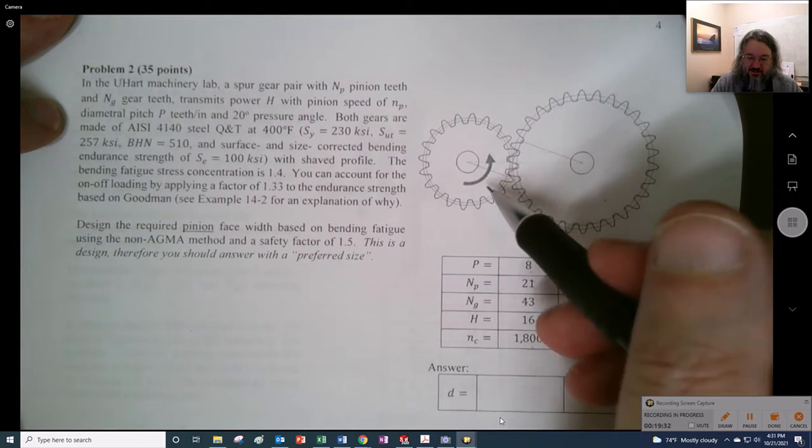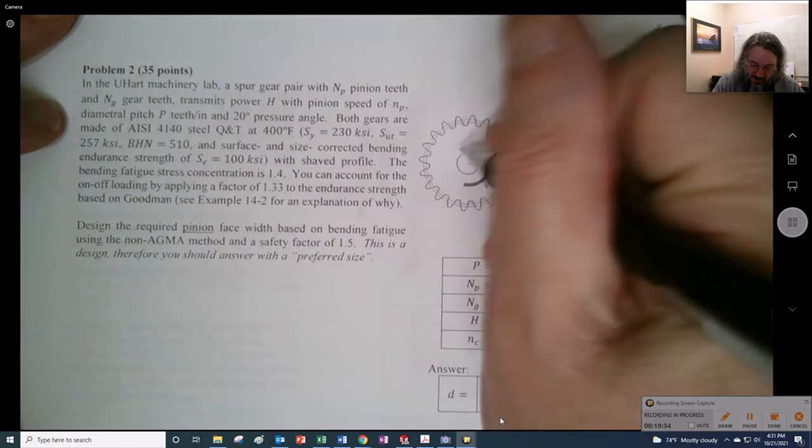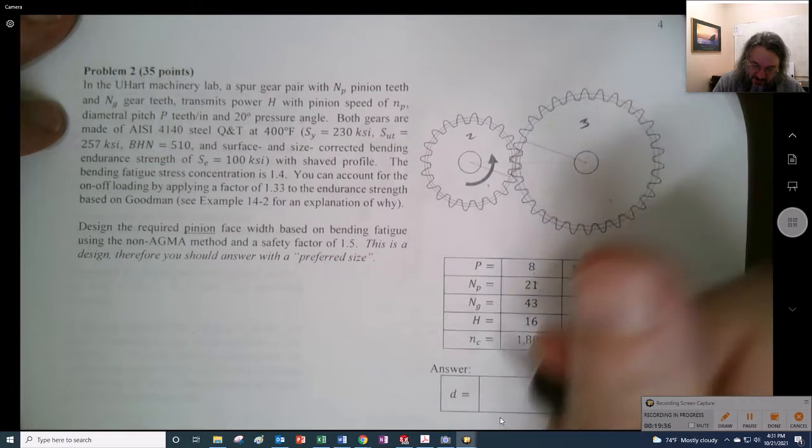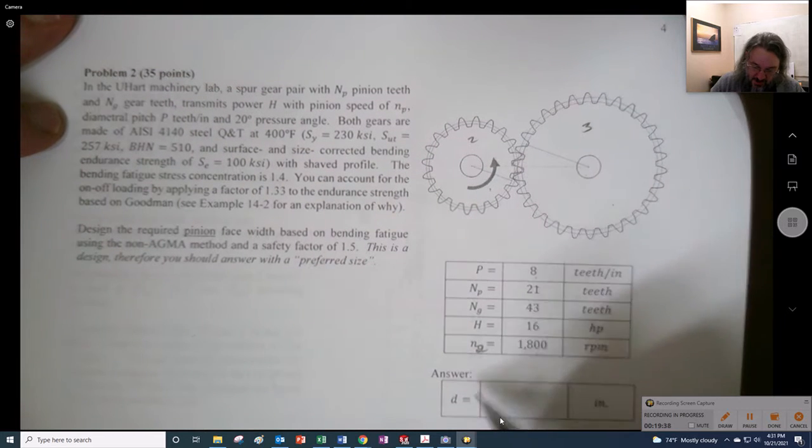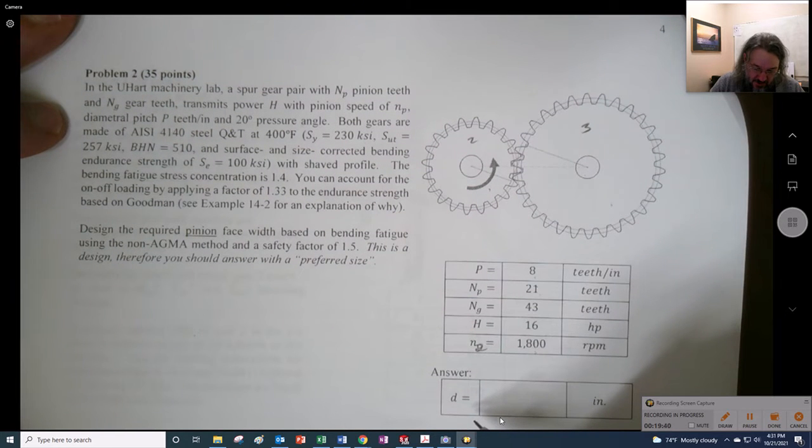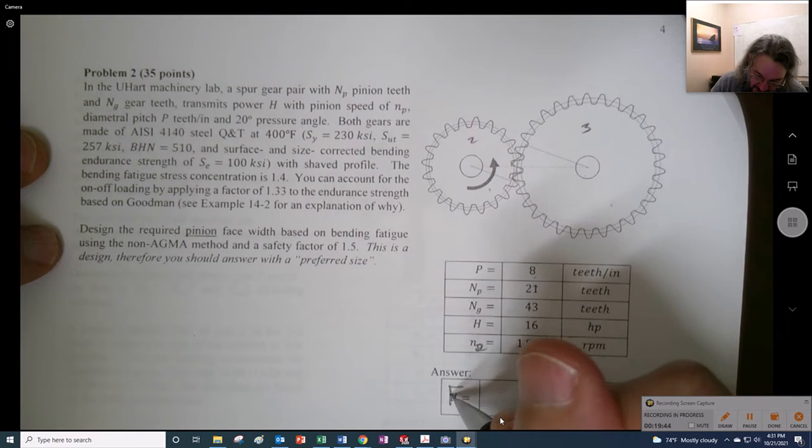I don't know why that's C, but this guy right here should probably be gear 2, and this is gear 3, and that should probably be 2 right there. We want to figure out, and I guess this guy right here is supposed to be the face width, right? So there's all kinds of things that were messed up with that.